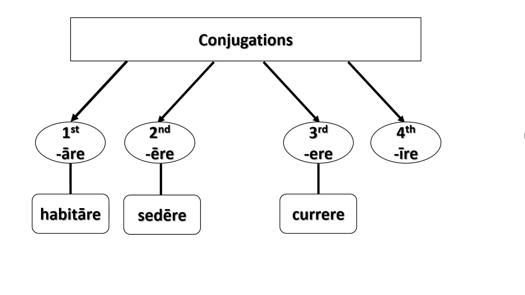And finally, the fourth conjugation. If the second principal part ends in an IRE, notice the I does have a long mark, we would say that this verb is fourth conjugation. An example would be audire.